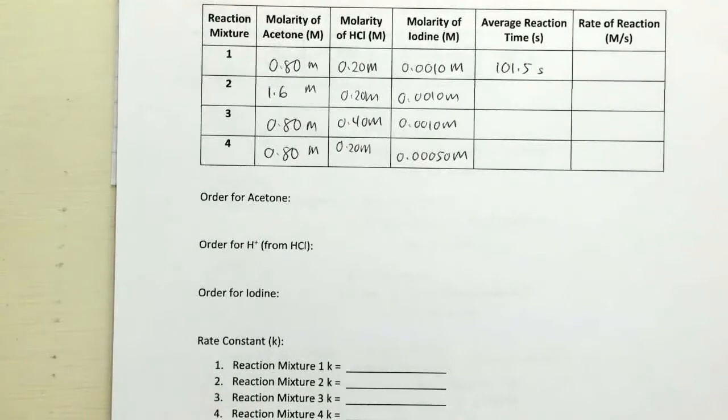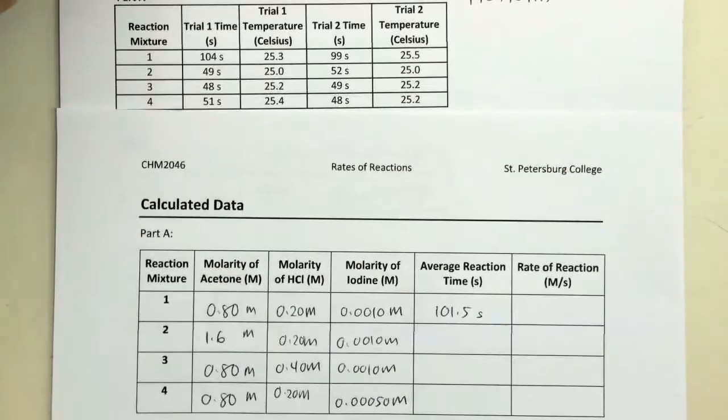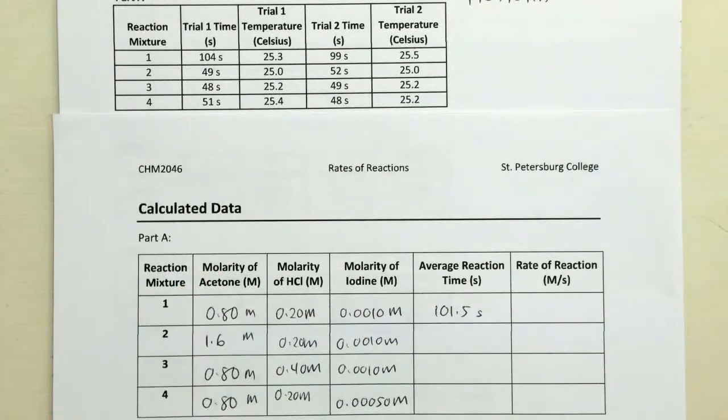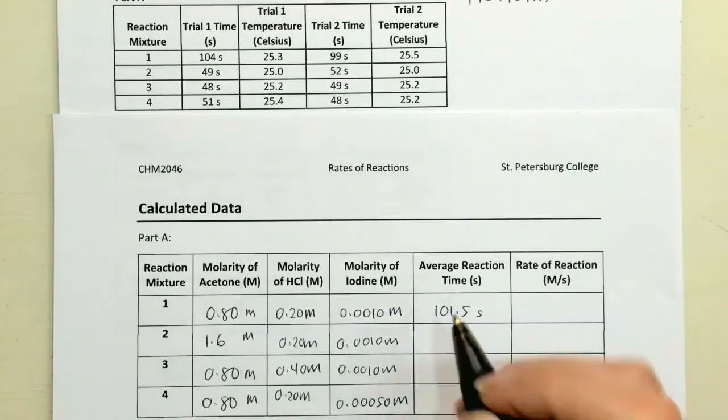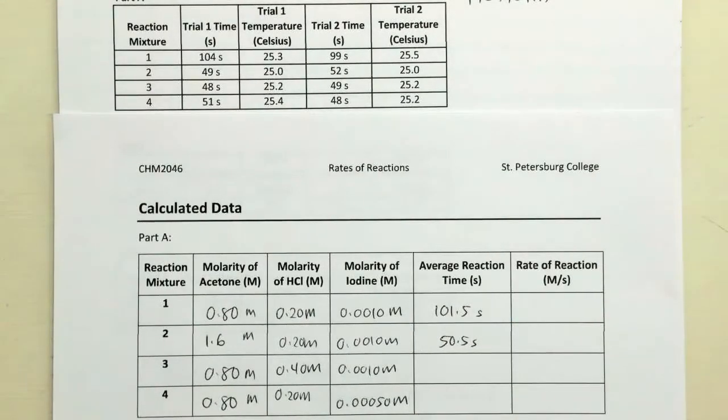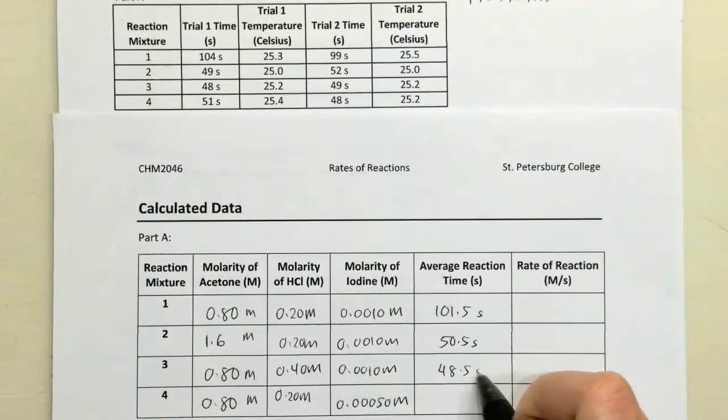Okay, so we have that. And then the next thing we want to do is average out the second trial. Right here, it was 49 and 52 for my data. So 49 plus 52, the total is 101 divided by 2. Therefore my average reaction time will be 50.5 seconds. Okay, and then let's go to the next one. I have 48 plus 49. The total of that will be 97 divided by 2. My average would be 48.5 seconds.